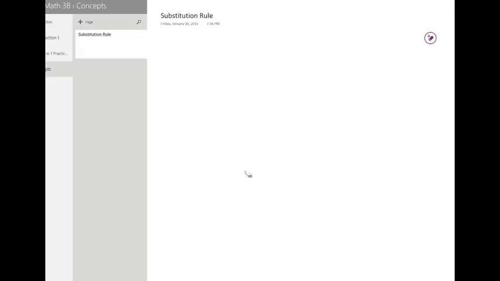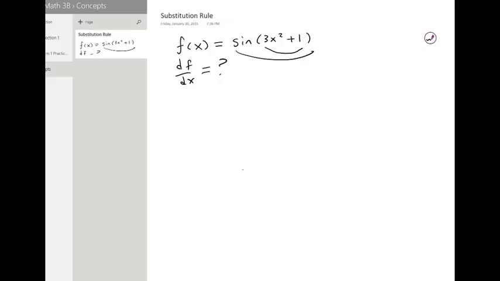In a similar way, this substitution rule is the chain rule backwards. I'll start out by deriving it so we can see where it comes from. If we have a function like f of x equals sine of 3x squared plus 1, we want to find df dx. We'll have to use the chain rule because we have the sine function, and we have a function inside of it, 3x squared plus 1. So we set this inside function equal to u, u equals 3x squared plus 1, and we make f of u equals sine u.